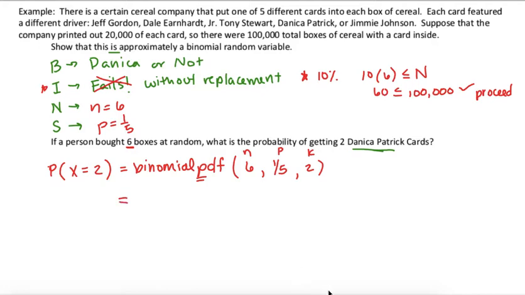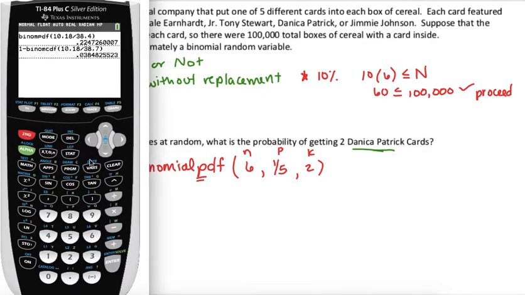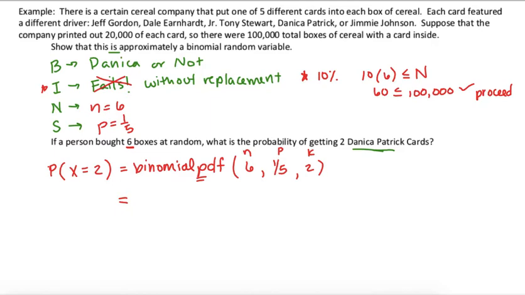All right, so in my calculator, I'm going to go to second distribution. I'm going to pick, going up, binomial PDF for precisely 2. And I have 6, 1/5, and 2 trials. And so there is a 0.246 probability of me picking 6 boxes at random and getting exactly 2 Danica Patrick cards.